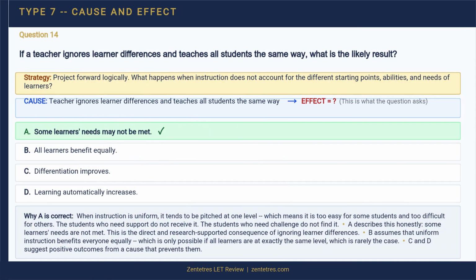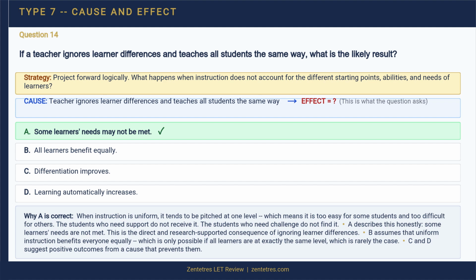Type 7. Cause and effect. The cause: a teacher ignores learner differences and teaches everyone the same way. Think about what uniform instruction does in a classroom with diverse learners. Students who are behind do not get the support they need. Students who are ahead do not find the challenge they need. The instruction is calibrated for someone, but not for everyone.